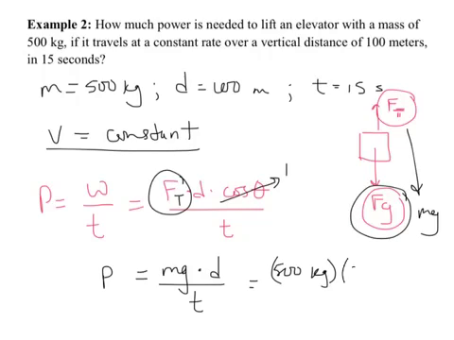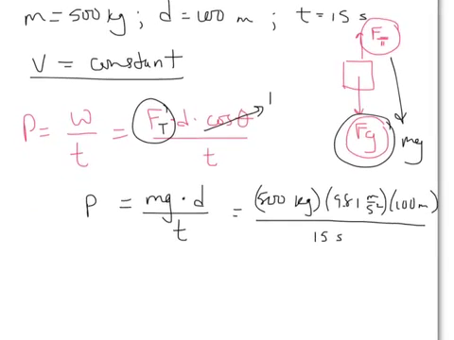times g times the distance traveled all over the time period. If we go ahead and calculate this, we're going to end up getting 32,700 watts.